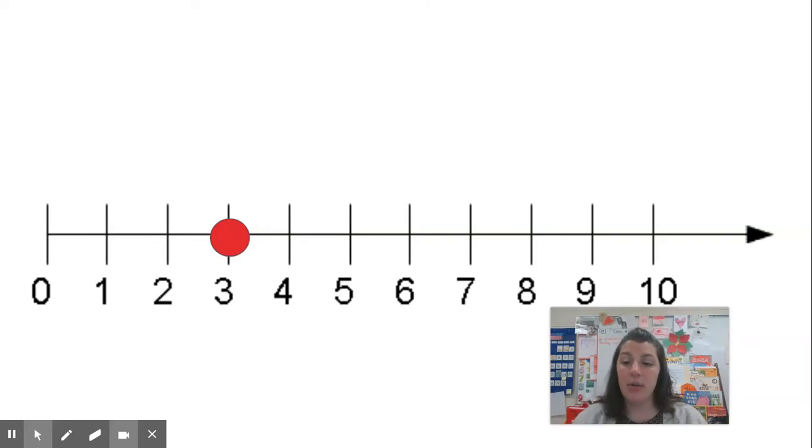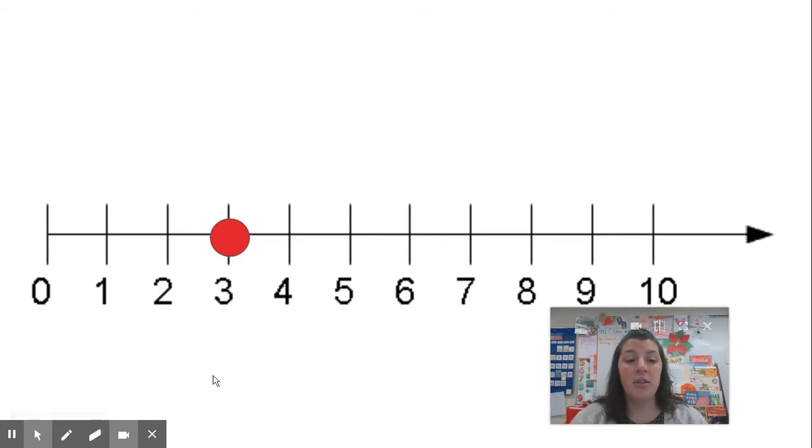Okay, friends, so your job to start our lesson today was to figure out how many more we would need to get from 3 to the number 10. Or what do we need to put with 3 to make 10? And you told me some different ways that you could use this number line to help you figure it out. So let's review some of the ways you suggested using this number line, okay?